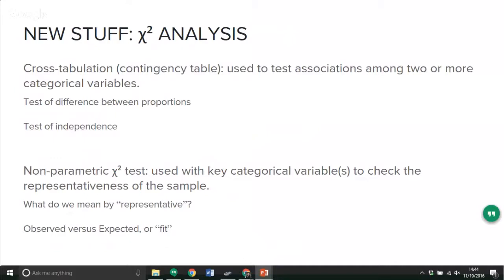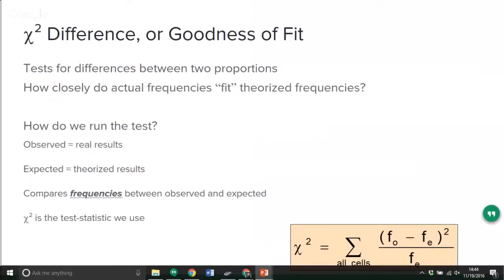The other thing we can do is to use it to see if the data fits. Is the observed proportion similar to the expected proportion? Again, these two are very much related in terms of their functionality. If you look at the actual test statistic itself, which you'll see here on the bottom right, it is essentially the observed minus expected, squared, divided by the expected.